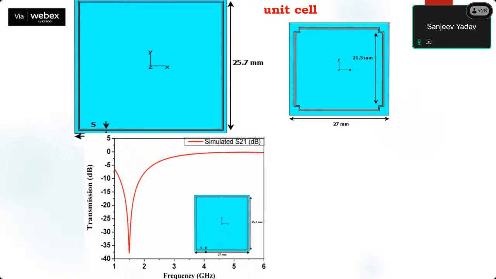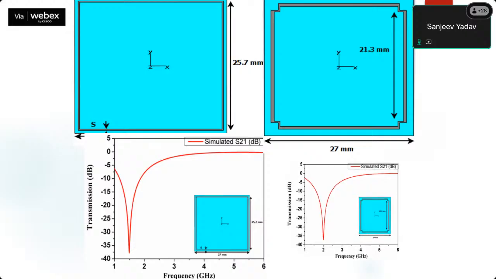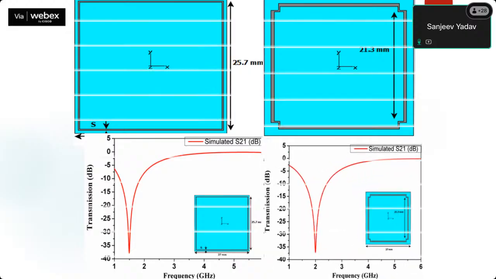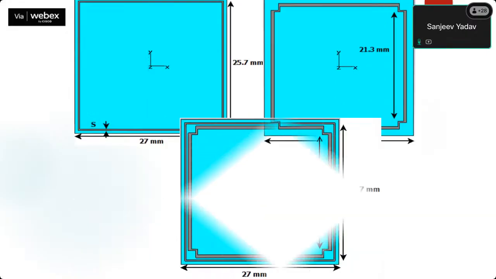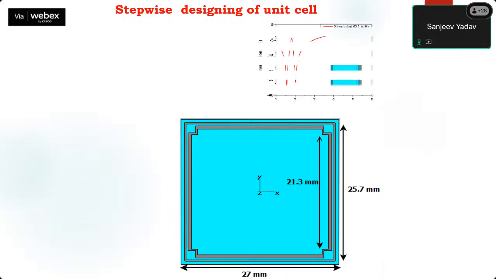Then we have altered the ring. Now we are getting the second one this way. Now we have combined these two in this way. First and second, we have combined, and by combining these two, we are getting this result. Means by combining two rings, we are getting the two bands.